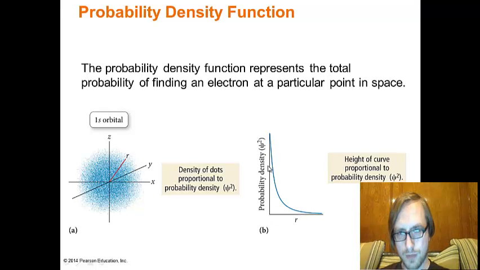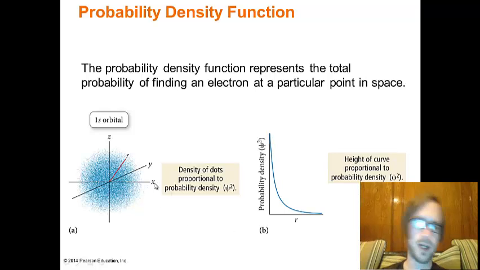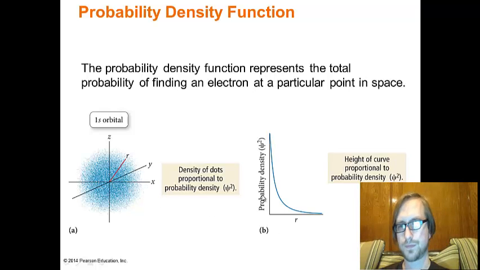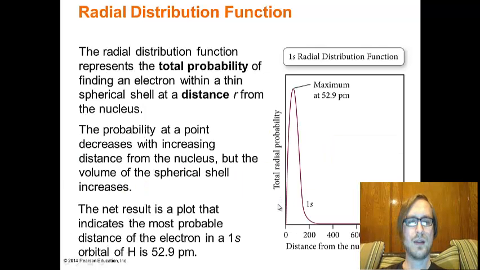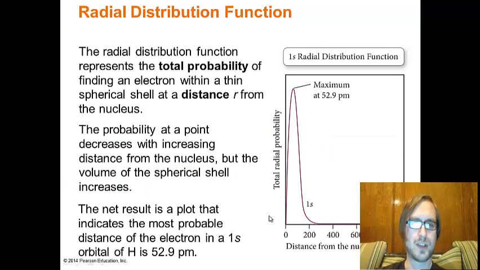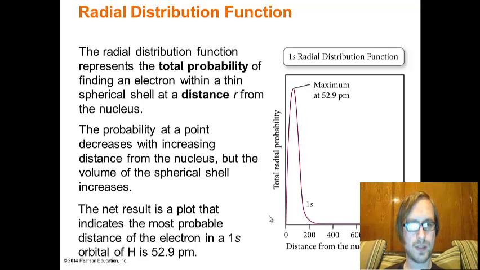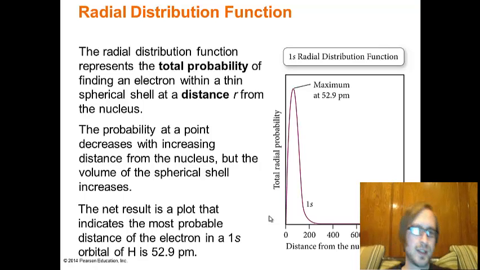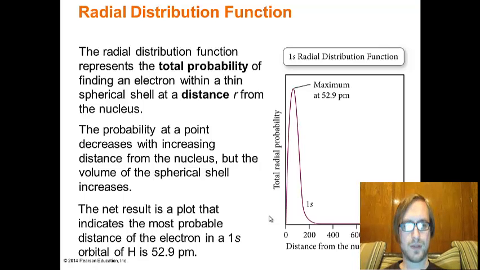So at the lower radius, you get a very high density. At a larger radius, you get further and further out. So you're more likely to be close to the nucleus when you're in the 1s orbital. So the radial distribution function represents the total probability of finding an electron within a thin spherical shell at a distance r from the nucleus. The probability density decreases with increasing distance from the nucleus, but the volume of the spherical shell increases. The net result is a plot that indicates the most probable distance of the electron in a 1s orbital.